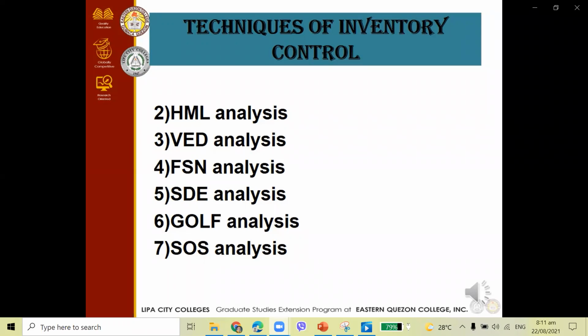Number 5 is the SDE analysis. In this analysis, the classification of existing inventory is based on the items itself. It classifies according to the scarcity of supply.